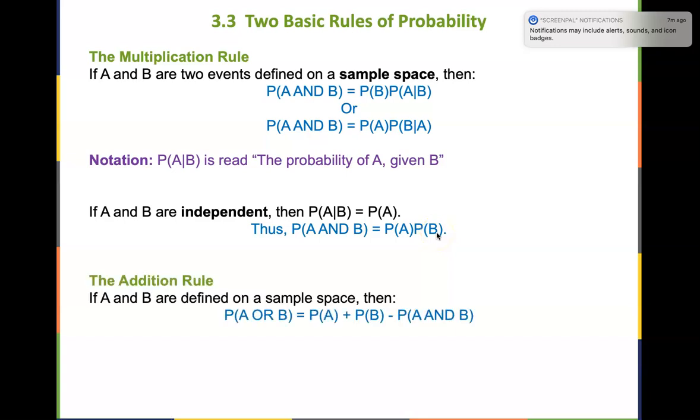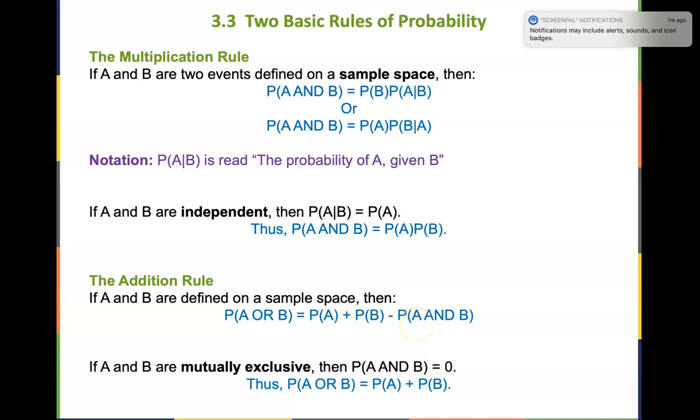The second basic rule of probability is the addition rule. If A and B are defined on a sample space, then the probability of A or B is equal to the probability of A plus the probability of B minus the probability of A and B. This is so that if A and B have an overlap, you subtract that overlap so that you're not counting it twice.